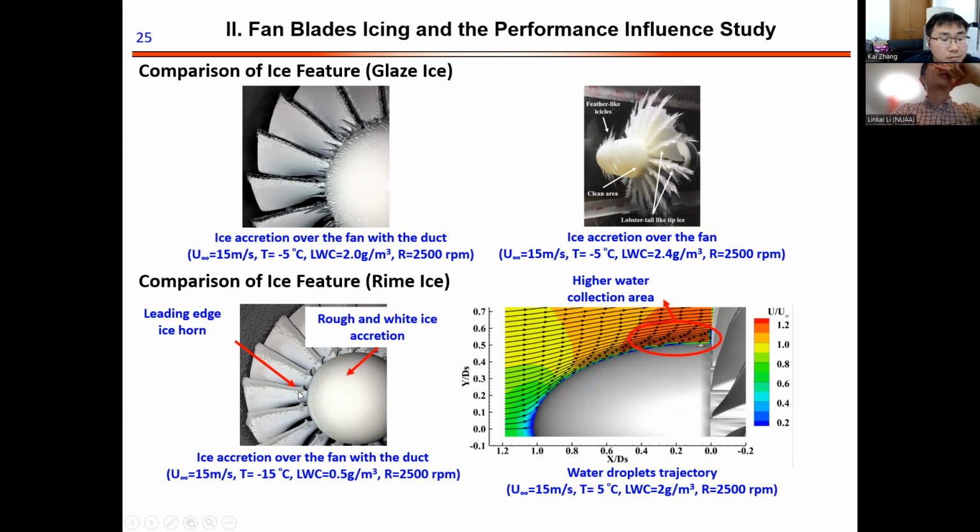And for the rime ice condition, there is a very interesting phenomenon: the leading edge has ice on it. At first, I didn't know why there was ice buildup on the leading edge of the fan blade. But after I compare with the PIV test result, we can find that the water trajectory has a very high water concentration here. There is a high water concentration area close to the downstream area of the spinner. That means at this local area, there is more water impingement with the blade, and that will cause the ice buildup at this local area.